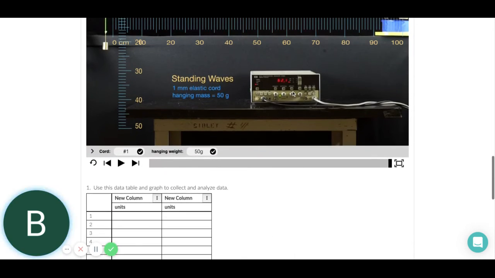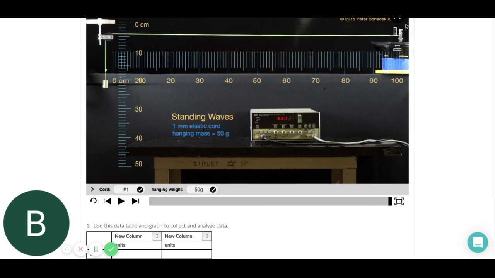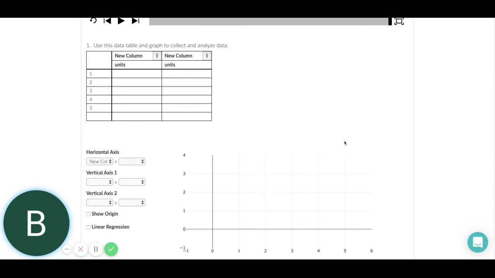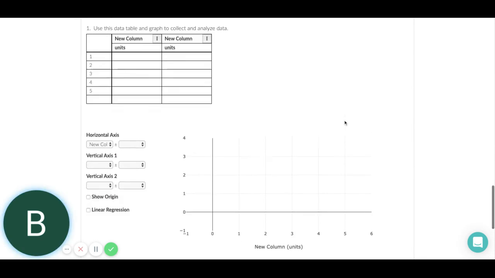For example, the mass per unit length. I have the length of the rope. Okay, it doesn't tell me what the mass of that rope is, so I could figure out what the mass of that rope is using the slope of the line on this graph. So just something for you to think about.